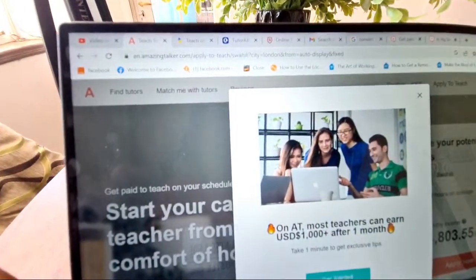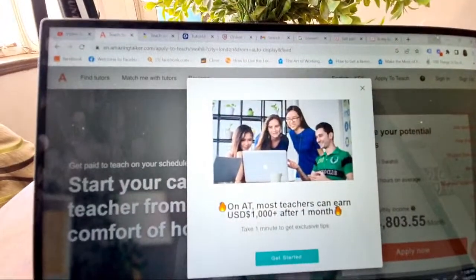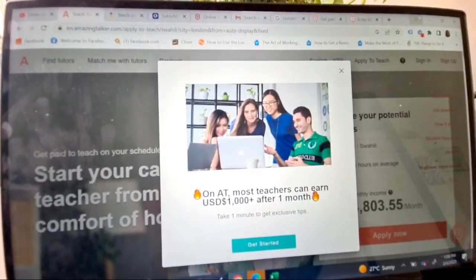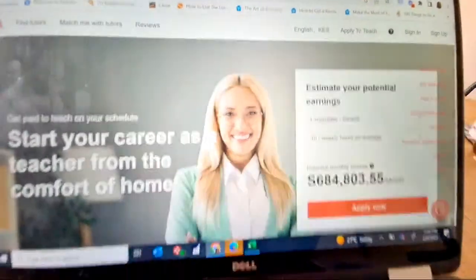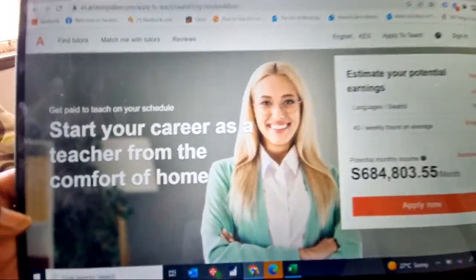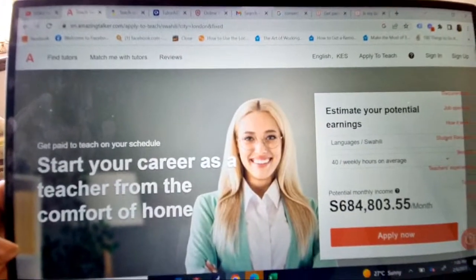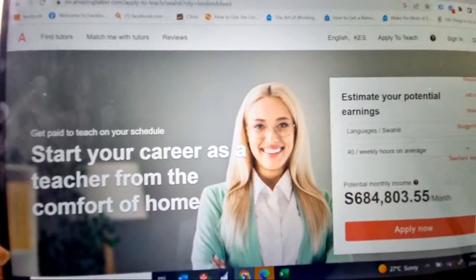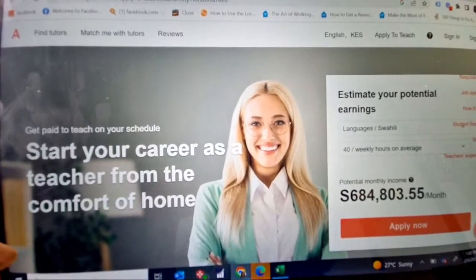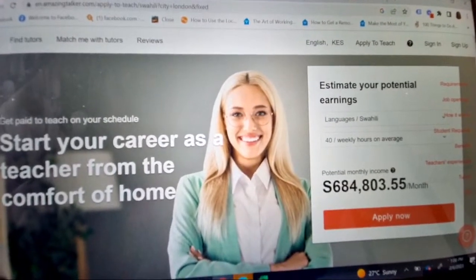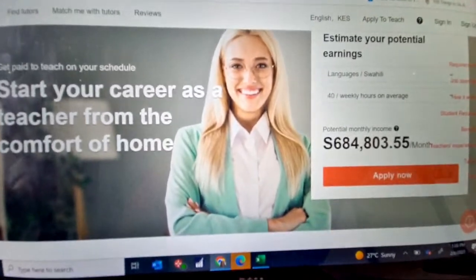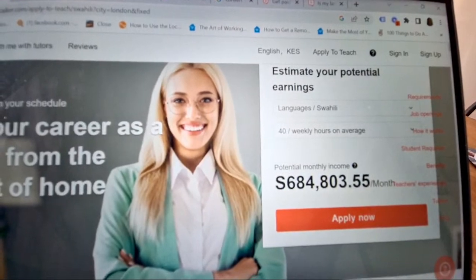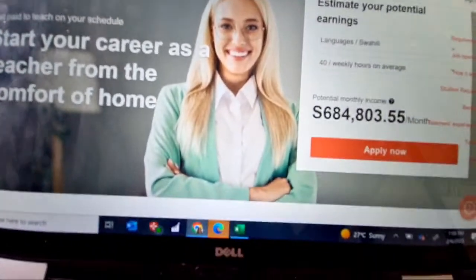So this one we have here, amazingtalker.com. You can see here on Amazing Talker, most teachers can earn up to $1,000 plus after 1 month. And then you can see here, I've sorted by Kiswahili. You can see how to estimate your potential earnings. You just come here and enter. So I've entered Kiswahili, start your career as a teacher from the comfort of home. You can see your potential monthly income can be, if you're teaching 40 hours a week, you can make up to 684,800.